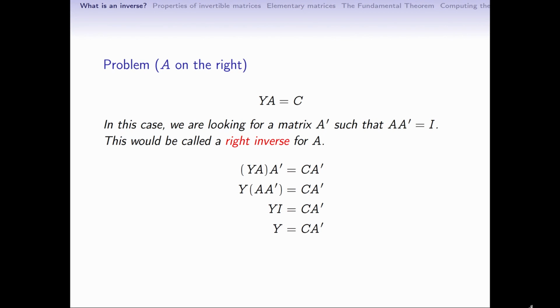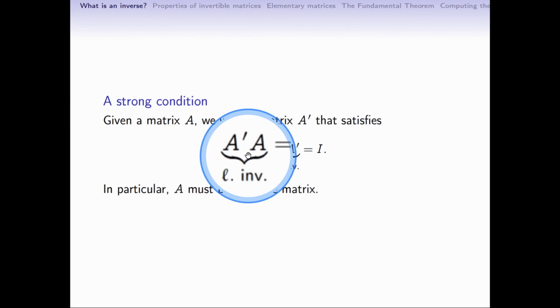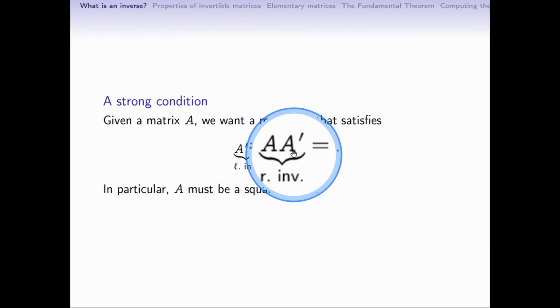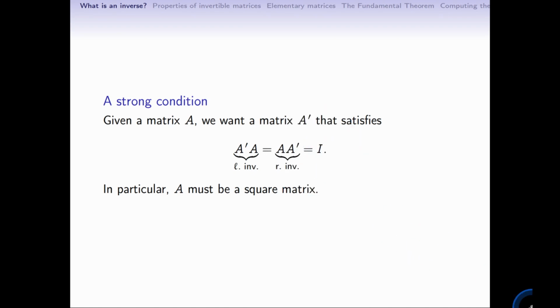For our work, we're looking for a matrix A prime that is simultaneously a left inverse and a right inverse for the matrix A. And this is a much stronger condition. So, given a matrix A, we want a matrix A prime that satisfies A prime times A equals A times A prime equals the identity matrix. Now, a moment's thought will show you that in order for such a matrix A prime to even exist, A would have to be a square matrix, and A prime would have to be a square matrix of exactly the same size.